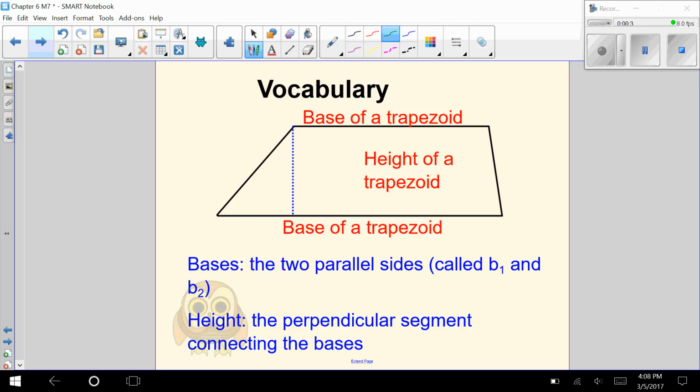So our vocabulary: the bases of a trapezoid, there are 2. They are the 2 parallel sides. We call them B sub 1 and B sub 2. The height is the perpendicular segment connecting the 2 bases. So we're again going to be looking for that perpendicular piece, that right angle.